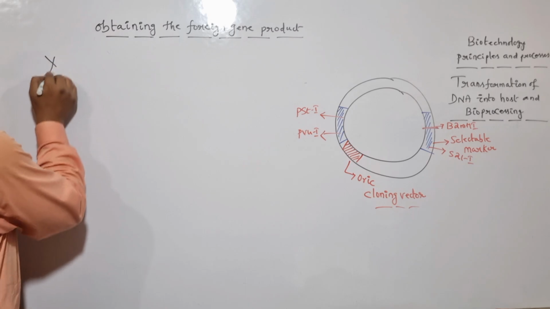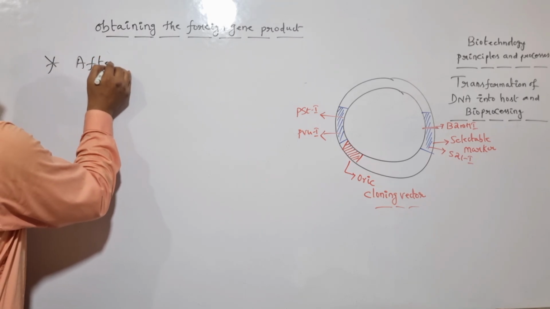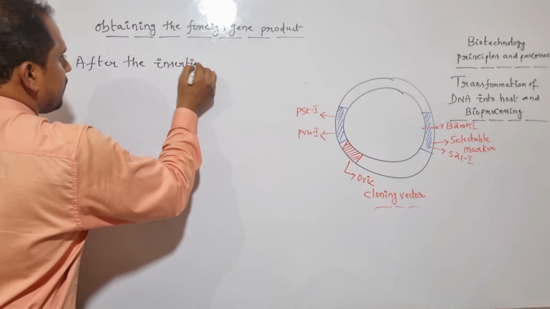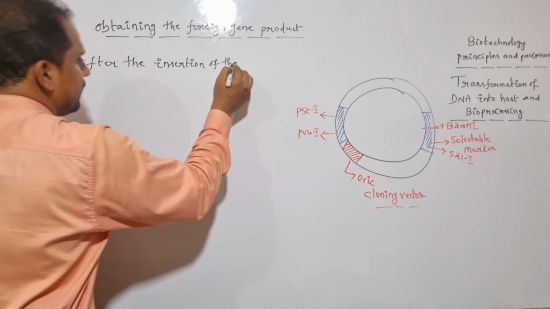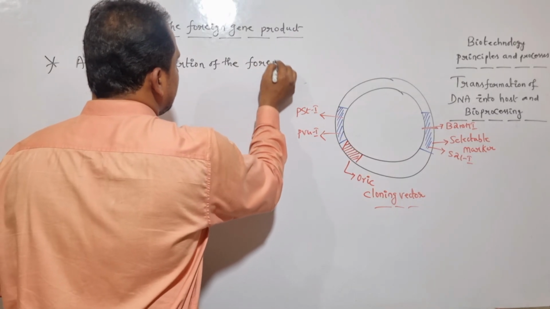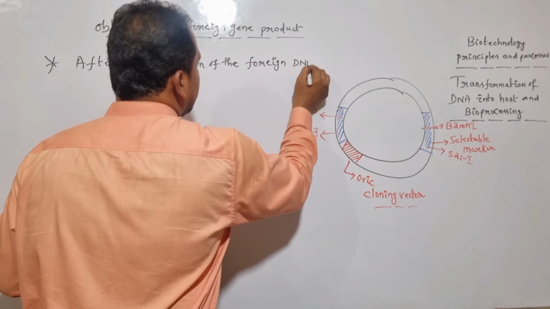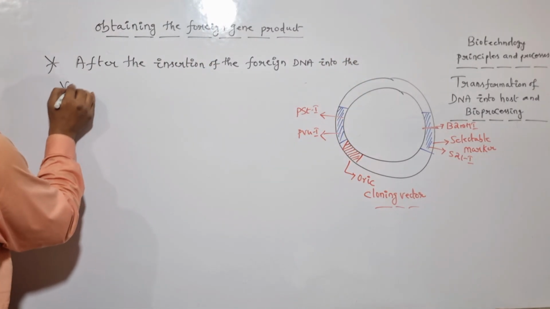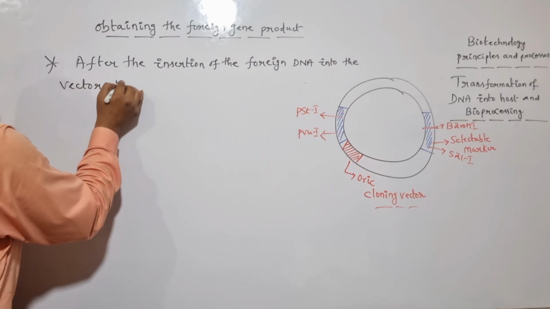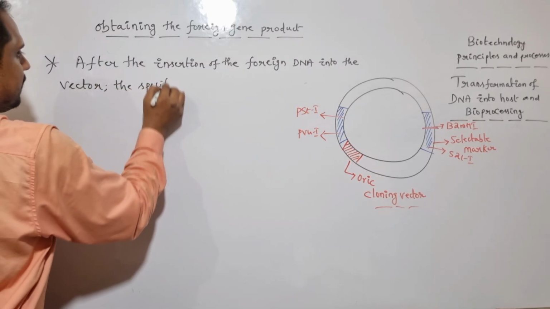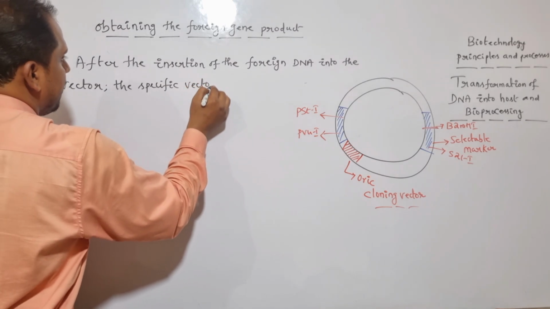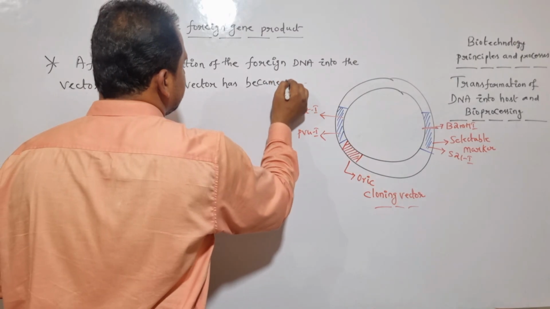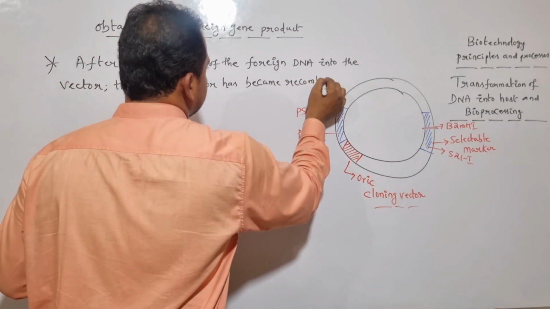So let me write it on the board. After the insertion of the foreign DNA into the vector, the specific vector has become a recombinant vector.